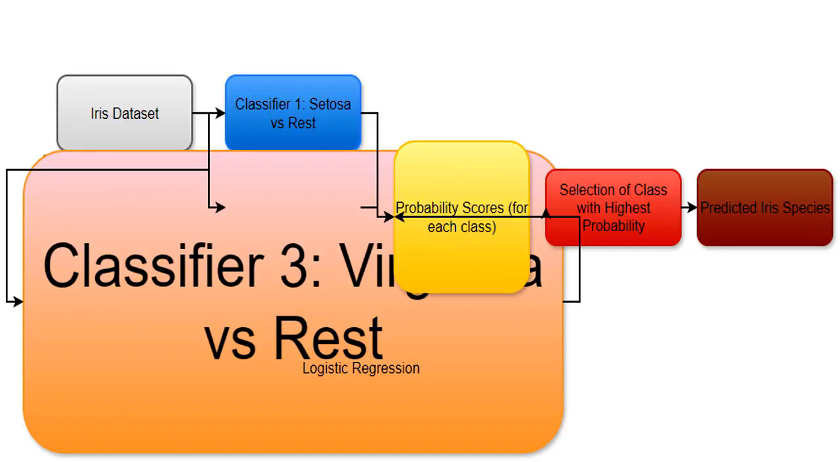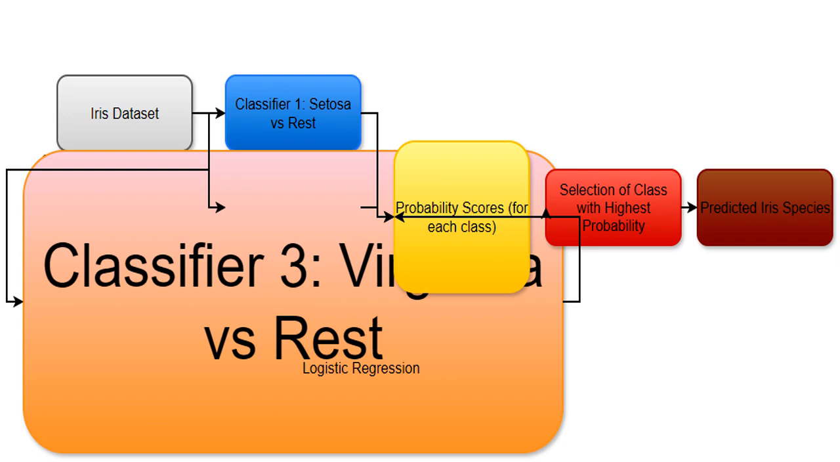The final binary classifier trains to differentiate Iris virginica from Iris setosa and Iris versicolor. It hones in on the characteristics that make Iris virginica unique compared to the other species.